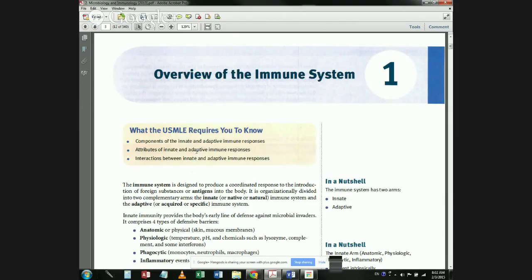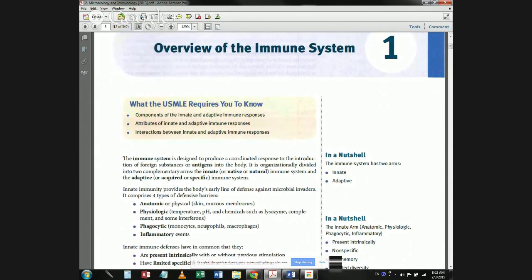So, what is the immune system? The immune system is designed to produce a coordinated response to the introduction of foreign substances or antigens into the body. It is organizationally divided into two complementary arms. There's the innate or the native or natural immune system, and then there's the adaptive or acquired or specific immune system. Okay, so what are they? Innate immunity provides the body's early line of defense against microbial invaders. It comprises 4 types of defensive barriers.